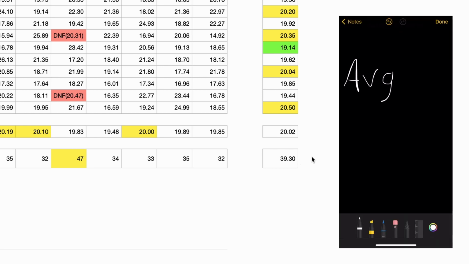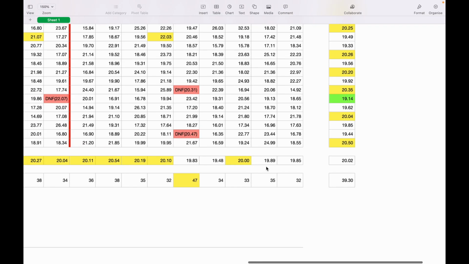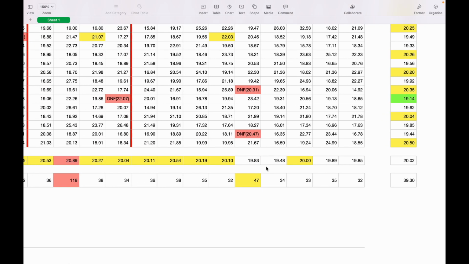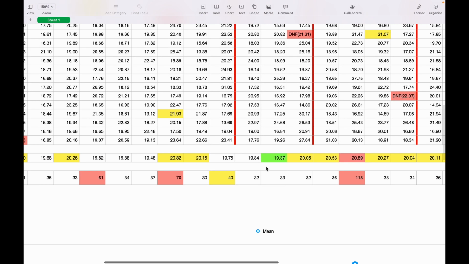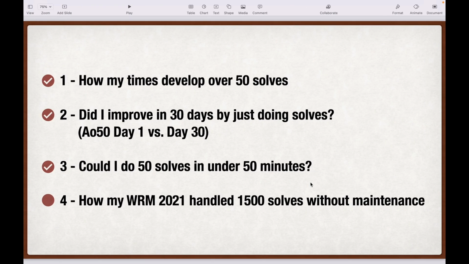If you think that my average is 20 seconds and I spend the other 10 seconds scrambling and the other 10 seconds in inspection, yeah, that makes sense because I didn't do pauses at all. It was like, let's just solve. Of course, these 3 days, the worst ones in red, were days that I had to pause for some reason. Let's go for the last topic.